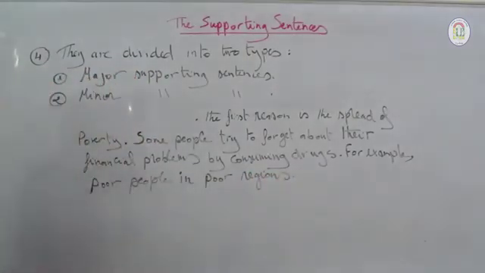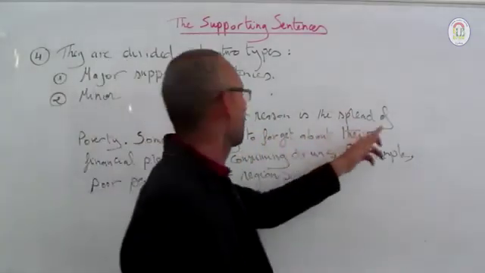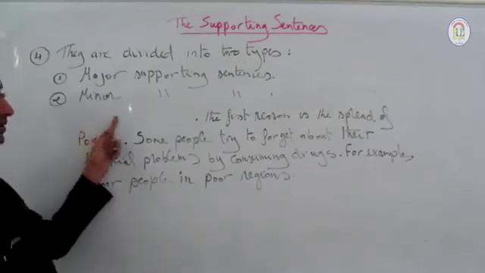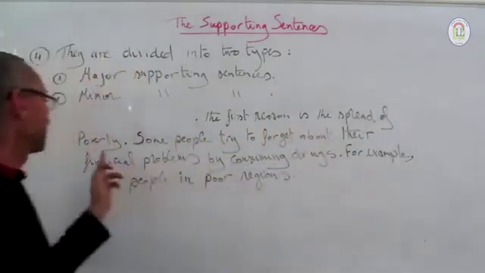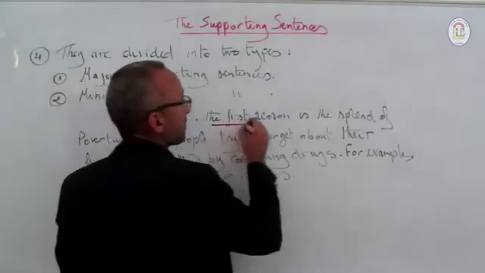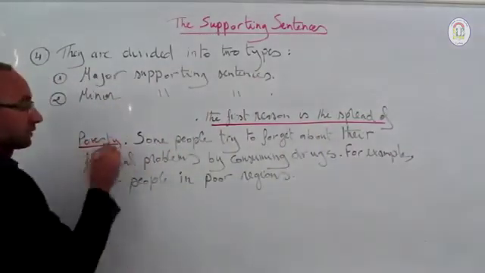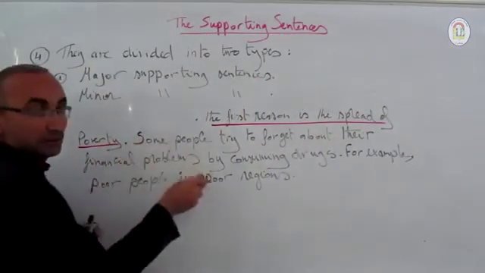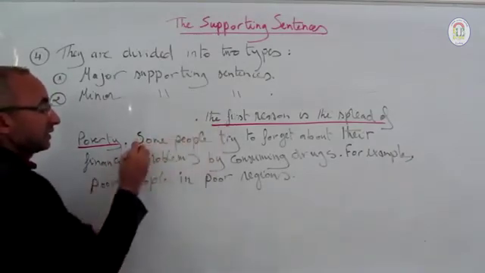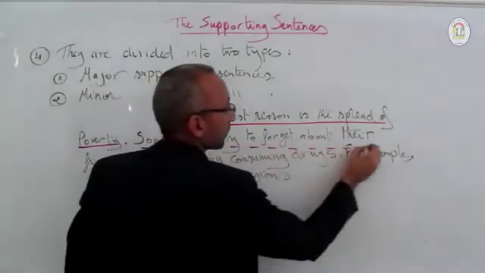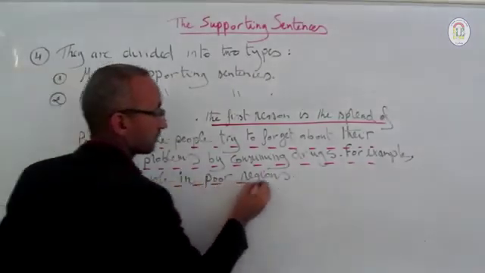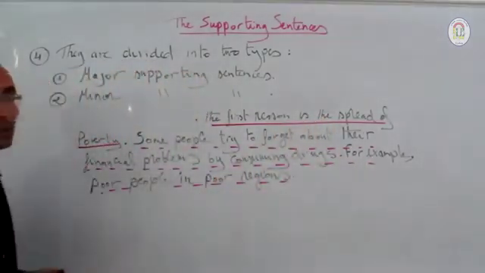So, for example, here: drug addiction has many reasons. The first reason is the spread of poverty. Now, this is my major supporting sentence. Clear? And the other sentences which come to explain this major idea, these are the minor supporting sentences which come to develop the major supporting sentence.